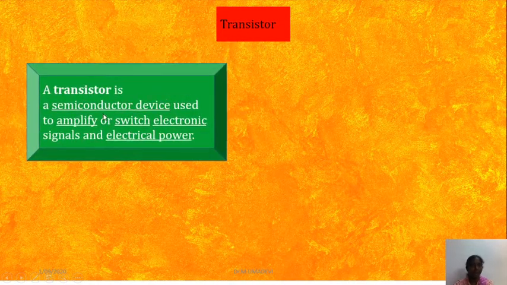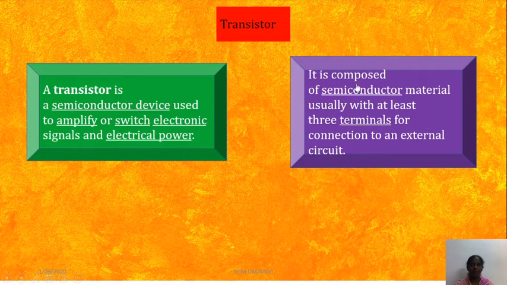A transistor is a semiconductor device used to amplify, or it acts as a switch. It is composed of semiconducting materials. Semiconductor means, you know, that it partially conducts current. It may be made up of silicon or germanium, usually with at least 3 terminals. So why these 3 terminals? To have a connection with the external circuit.